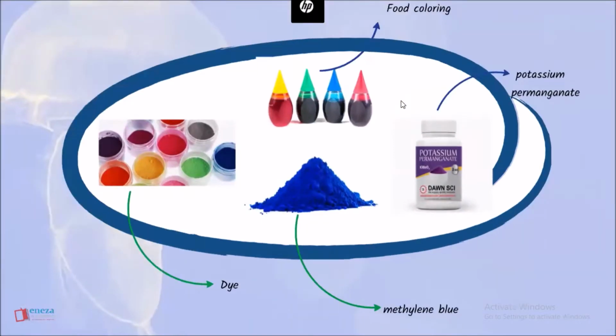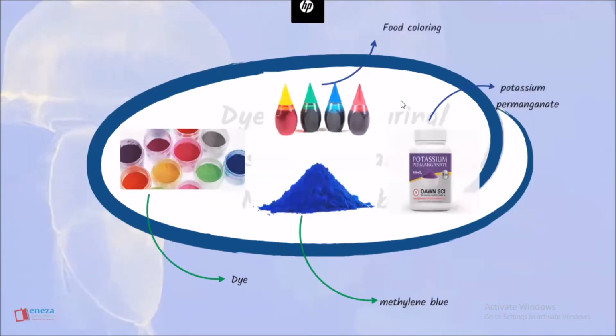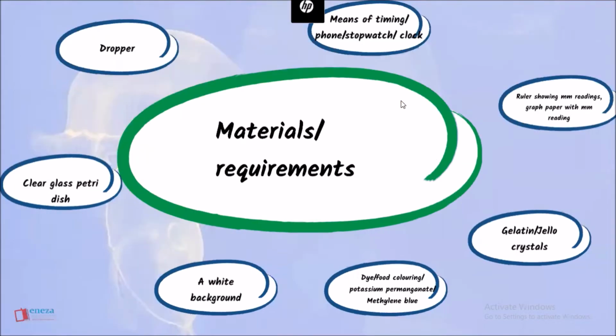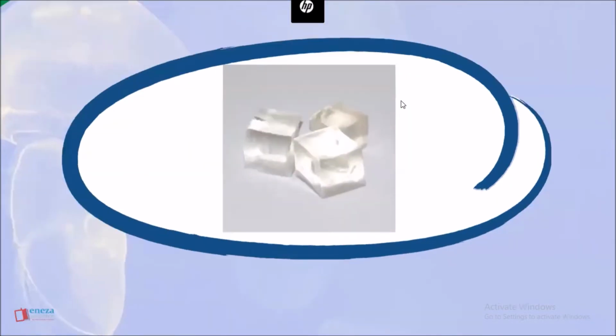As we can see, we have the dye there. That is how it looks. Methylene blue. We have potassium permanganate, and we also have the food coloring. So any one of those requirements will be needed in the process. In this case, we are going to use methylene blue. We will also need gelatin or jello crystals. That is how it looks like.